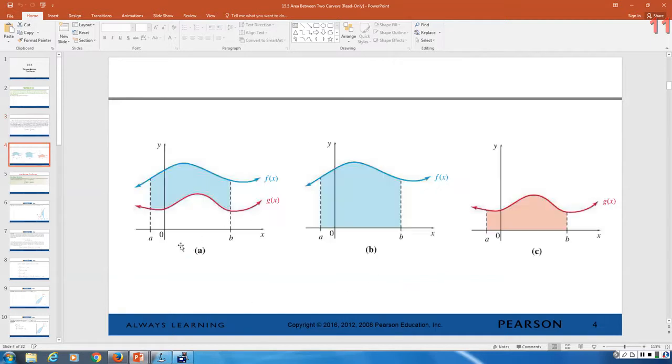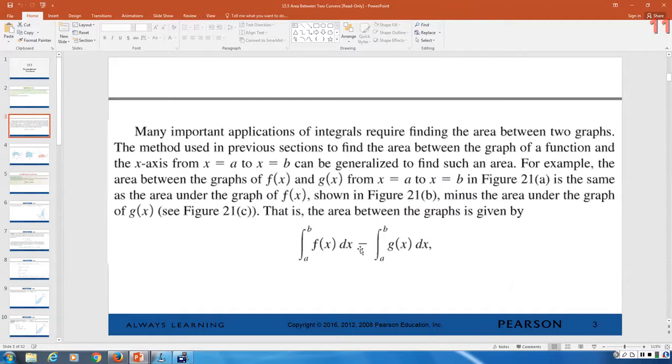And that's what this is showing. This is f of x, and this is g of x. And what we were just doing here, the total area under f of x from a to b is all this blue. And the total area under g of x from a to b is the pink. And what we want is the area between them, so we want the difference between this area and this area. And that's why that's a subtraction problem, because that's a difference. You're subtracting one area from the other.